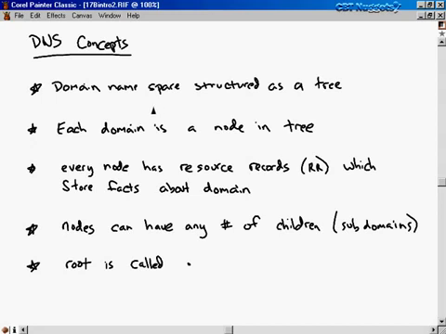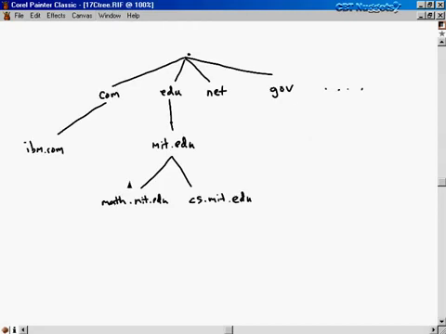I've got this slide here with some facts on it, ways to think about DNS, and then I've got a picture on the next page, and I'm going to flop back and forth between them so you can get an idea of what I'm talking about. So think about the domain namespace structured as a tree, just like we think of our directory structure on disk structured as a tree. Let me give you a little glimpse of our domain namespace.